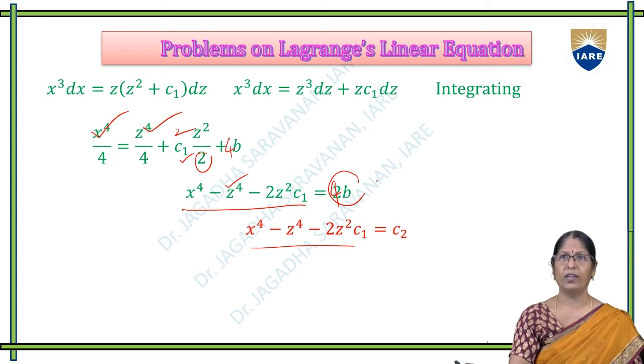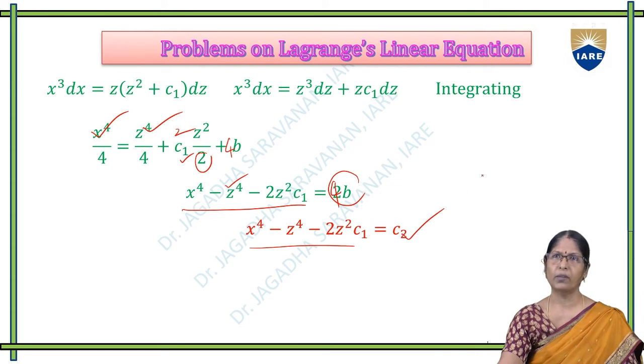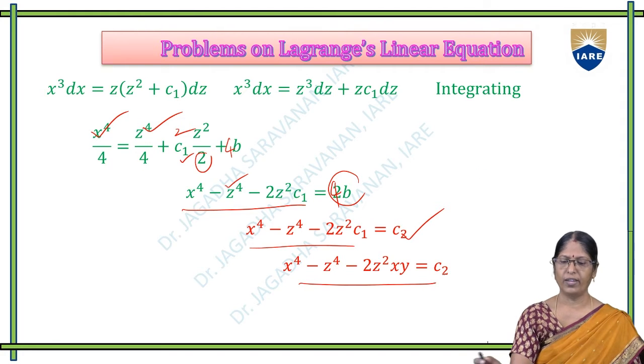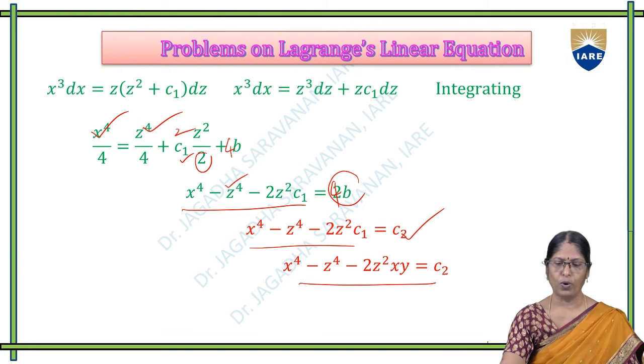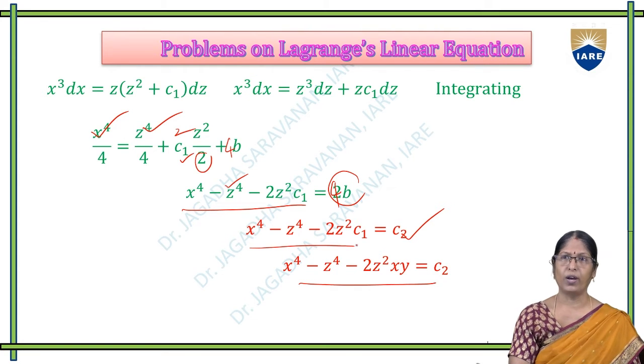Whereas 4b, because already the first one we simplified, we named it as c1. Better, this 4b we will name it as c2. Mathematically it is correct. So here we can see it, that is x power 4 minus z power 4, 2z square c1.